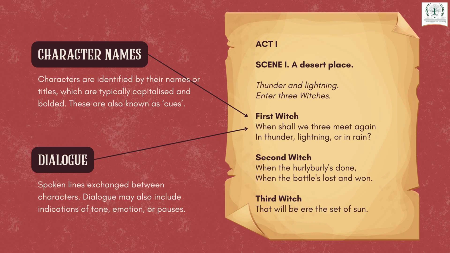Character names. Characters are identified by their names or titles, which are typically capitalized and bolded. These are also called cues. Dialogue. Spoken lines exchanged between characters. Dialogue may also include indications of tone, emotion, or pauses.